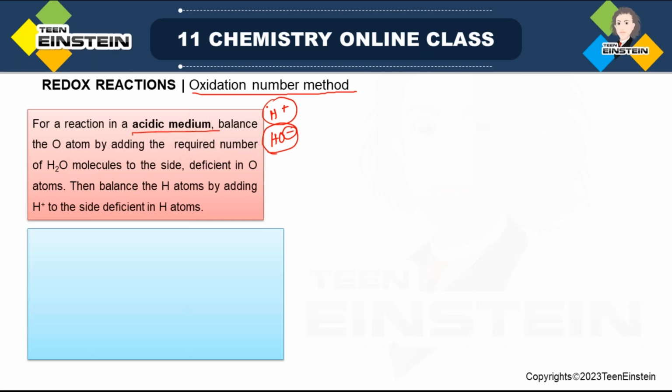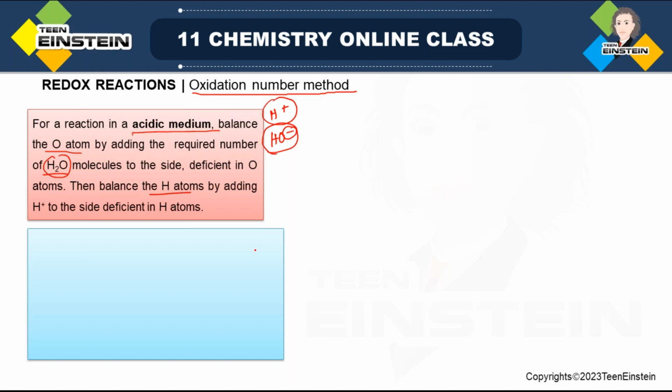Now this H and HO is basically to balance the hydrogen and oxygen. So if it is acidic medium, and we see that on any side there is a lack of oxygen or extra oxygen, you have to balance the oxygen atoms by adding the required number of water molecules. So if on the left hand side one oxygen is less, you can add one H2O. Now when you are adding one H2O, basically you are adding two hydrogen. Now you have to balance these two hydrogen on the other side. And how can you do so? You can do so by adding H plus ion, because it is occurring in acidic medium.